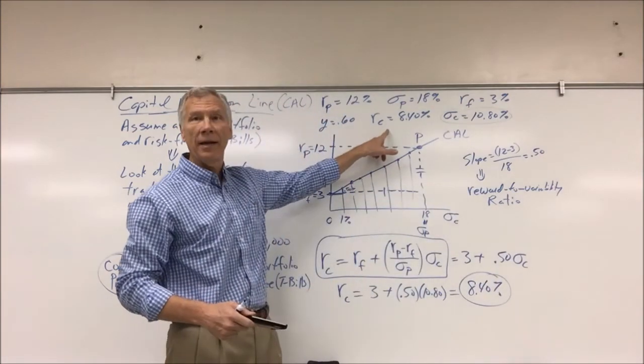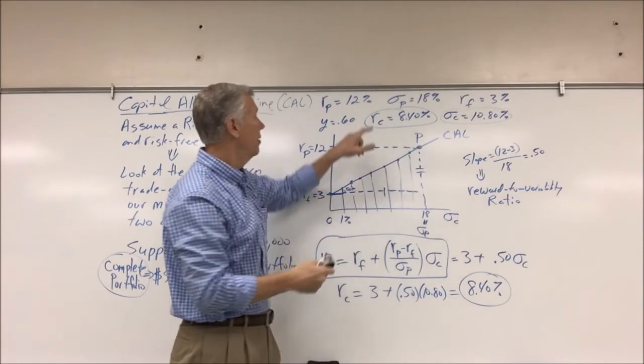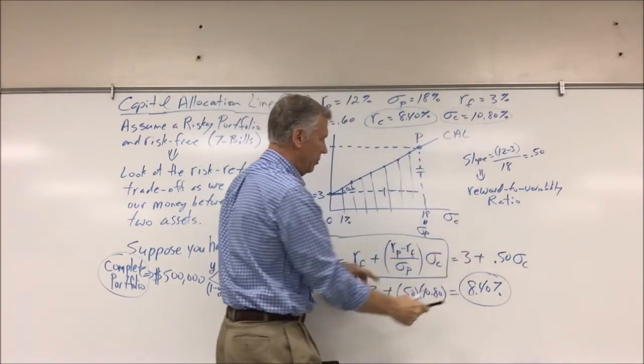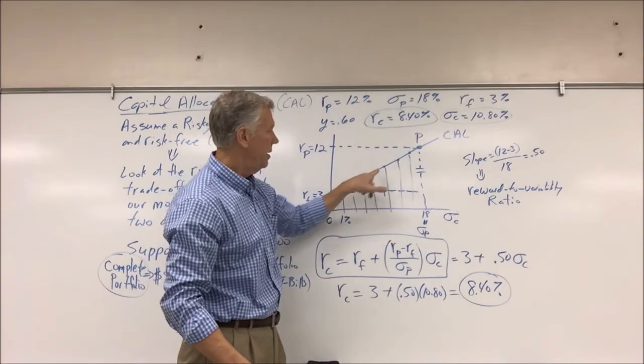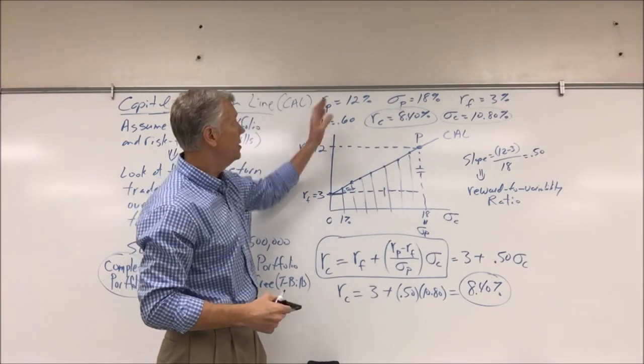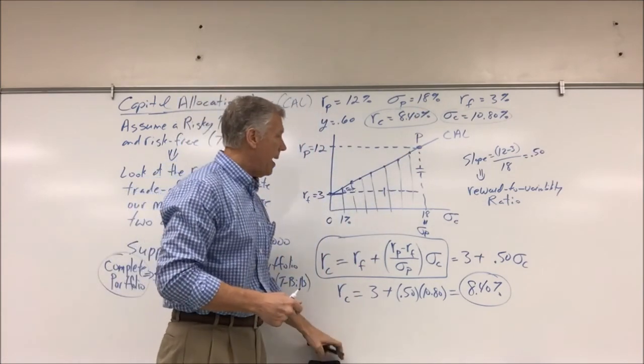And that's exactly what we had up here. This was calculated based on a blended rate of return between these two securities. This down here was calculated based on how much money you had invested between the risky asset and the risk-free asset.